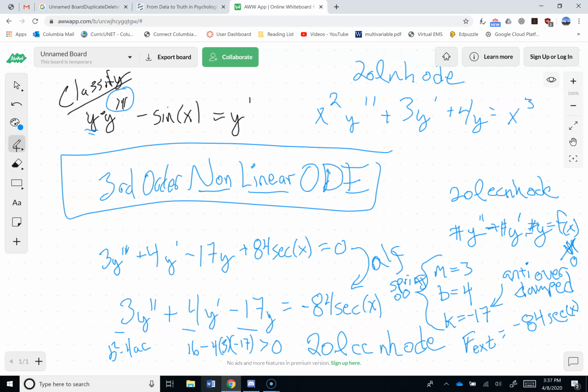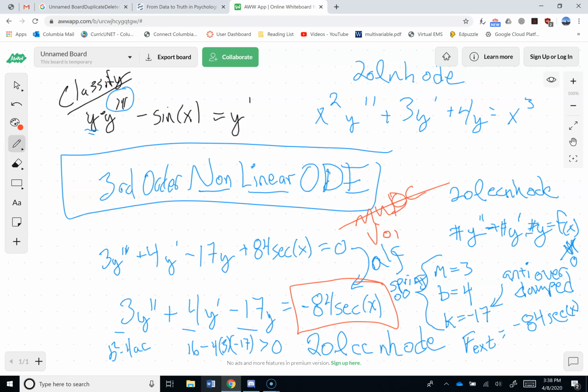So I'm going to look at this minus 84 secant of x, and I'm going to think to myself, is that made out of polynomials times exponentials times sines or cosines? Maybe added together? Maybe, no, it's not. It's a 1 over a cosine, right? Yeah. So, method of undetermined coefficients is a no-go.